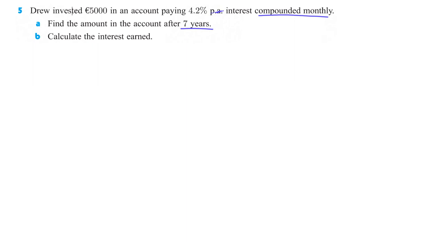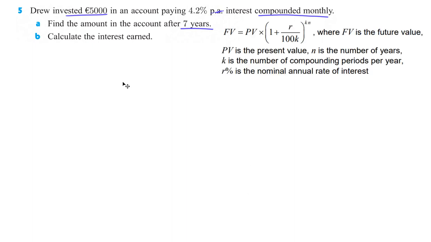So, invested 5,000 in an account. So let's use our formula. Okay, so here's our formula. The investment is going to be the PV because we're trying to figure out how much is in the account 7 years later. That makes it the future value.